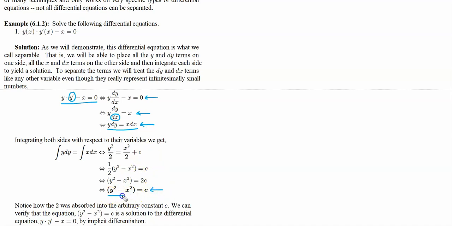So all equations of this form, y squared minus x squared equals c, will solve this differential equation up here. Now, you might not be used to a solution being written like that, but let's just verify that this actually is a solution to that differential equation. So we'll do that by taking the derivative of this equation implicitly. So if I were to differentiate both sides with respect to x, notice we would get this.